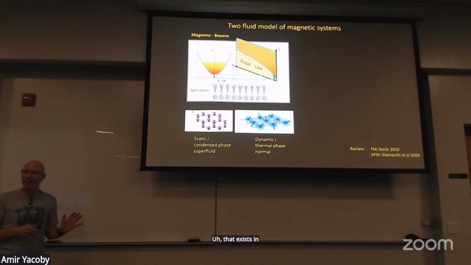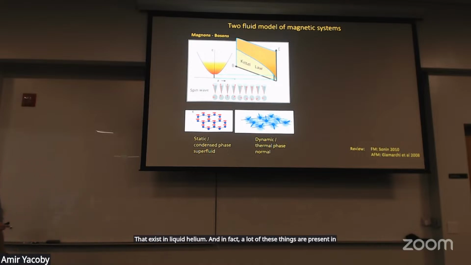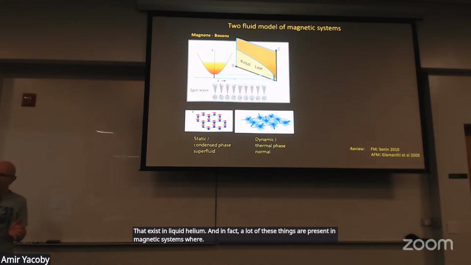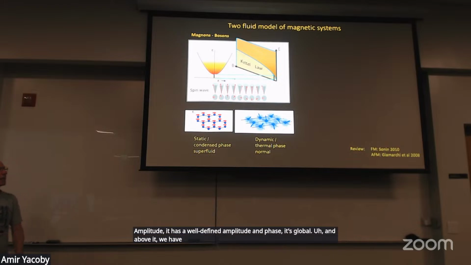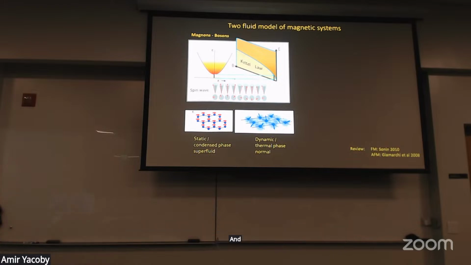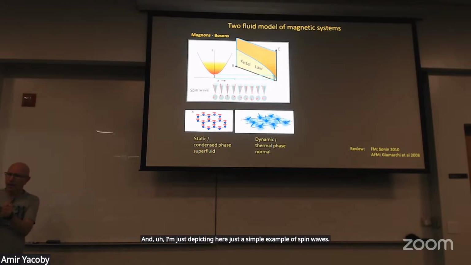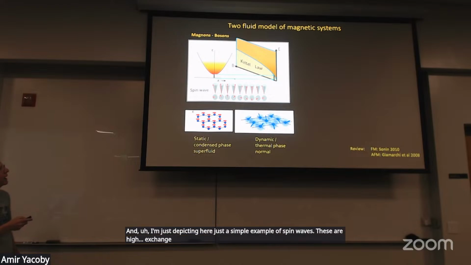And in fact, a lot of these things are present in magnetic systems where the underlying condensed phase is the magnetization itself. It is a complex amplitude. It has a well-defined amplitude and phase. It's global. And above it, we have spin excitations. These are the spin waves. I'm depicting here just a simple example of spin waves. These are exchange-coupled spins. So I have a lattice of spins. They're pushing on one another, and these generate waves.